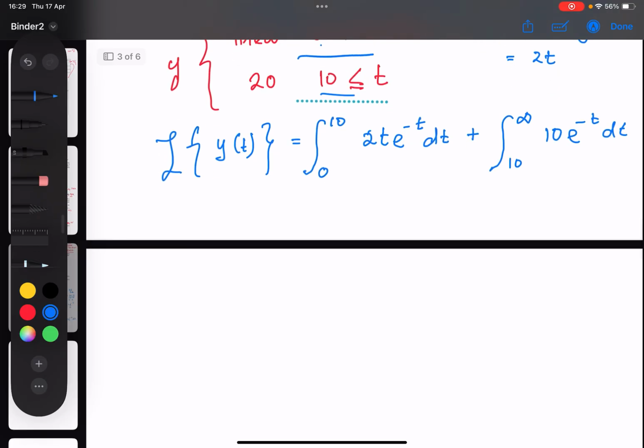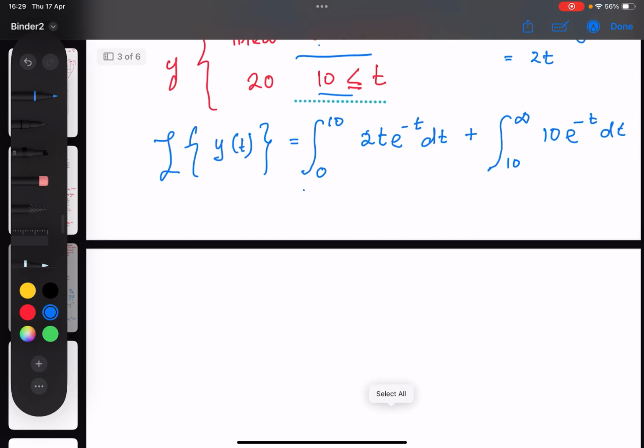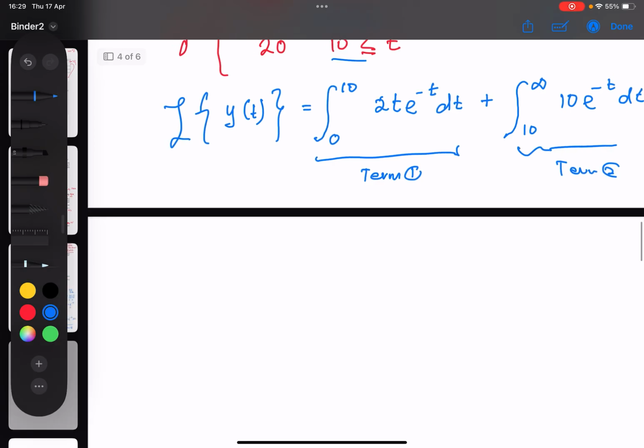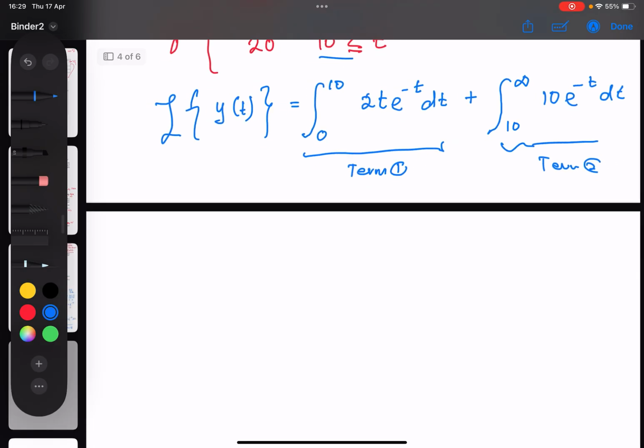Alright, so now I'm going to integrate the first part. Let's name it term 1. This one is going to be my term 2. Because if I do it together, it's going to be complicated. Oh, I can do it together straight away. Okay, let's do it. Alright, so now let's say that Laplace of Y(s) equals this one.